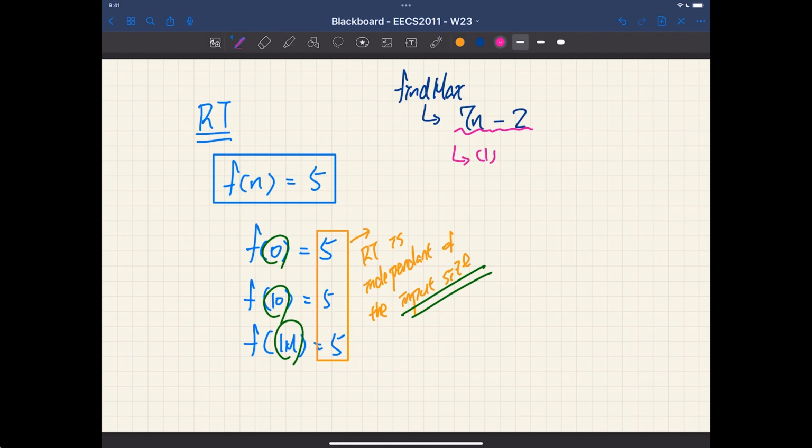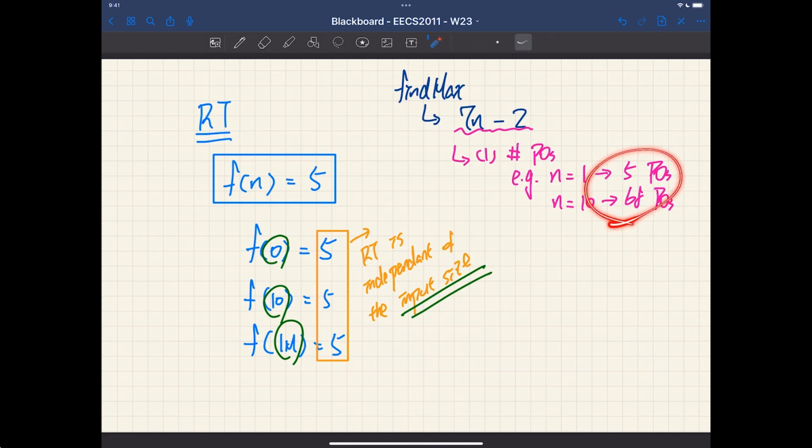Number one, the number of primitive operations. For example, if n is equal to 1, that means 5 primitive operations, plugging in 1. If n is equal to 10, plugging in 10, it's going to be 68 primitive operations, right? Are you okay with this? Just plugging in the number. That's the number of primitive operations that we counted, depending on the input size. The more input elements in the array, the more iterations you will have to go through. That's why you will have more primitive operations.